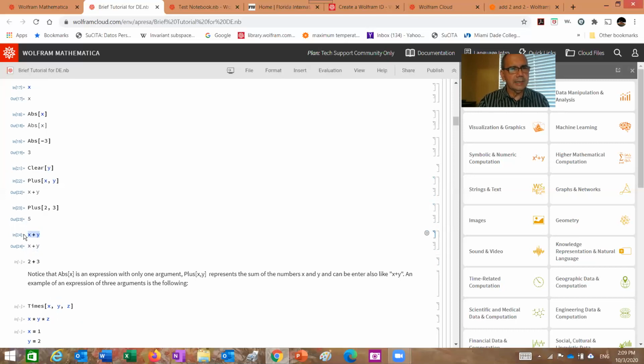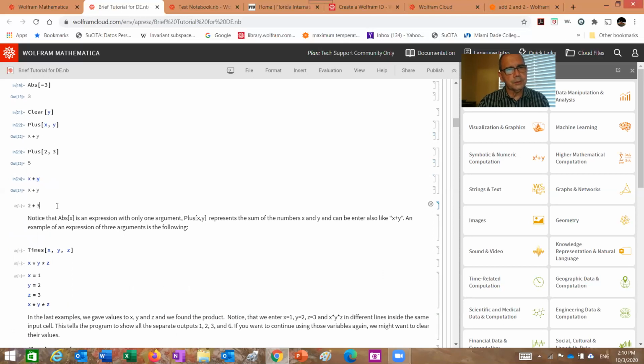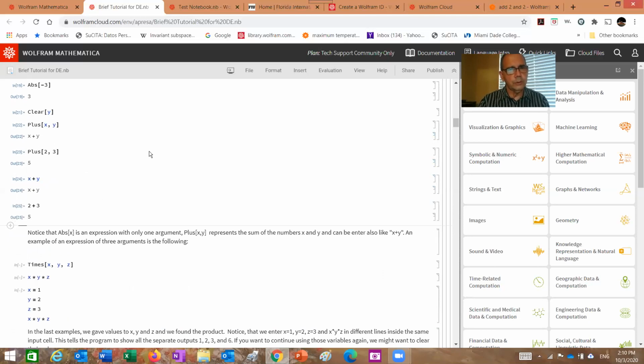So this is like a shortcut, an abbreviation for that expression that doesn't show the head of the expression or the arguments. What is the head? What are the arguments? But it's equivalent to plus of x comma y. Now, if you enter 2 plus 3 here, the program is going to add the two numbers.